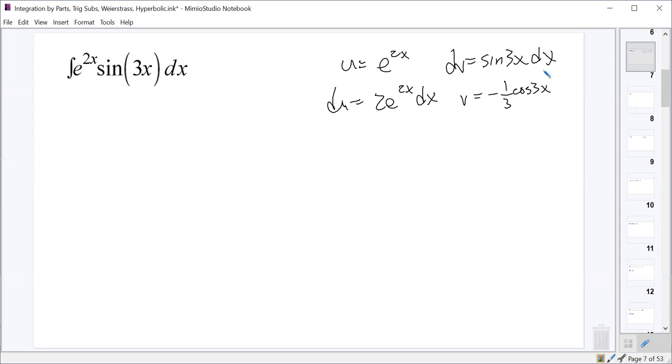Exactly. And that's why you really want to be able to do the simple u substitution integrals without having to write them out, because otherwise it's a pain to do a u substitution to figure out what v is when dv is sine 3x. You should hopefully just know that it's negative 1/3 cosine 3x. So this integral is equal to u times v, negative 1/3 e to the 2x cosine 3x, minus the integral of v du, so that'd be minus 2/3 e to the 2x cosine 3x dx. Good or no?